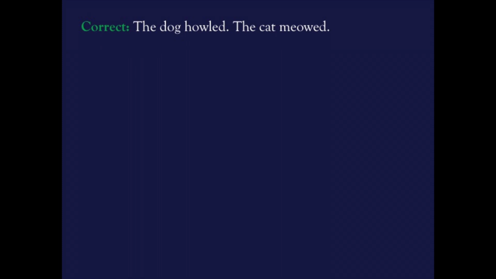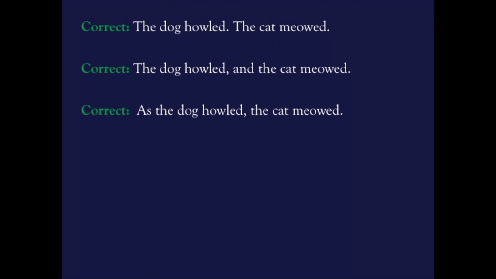You can always fix it grammatically by adding a period, but sometimes you might want to combine the clauses together by adding a conjunction. So we could also fix this by combining it and saying, the dog howled and the cat meowed. Or, as the dog howled, the cat meowed. Or, the dog howled when the cat meowed. So in this case, I think it's better to combine them, especially those last two, because they really show a relationship between the two ideas, that these happened at the same time.